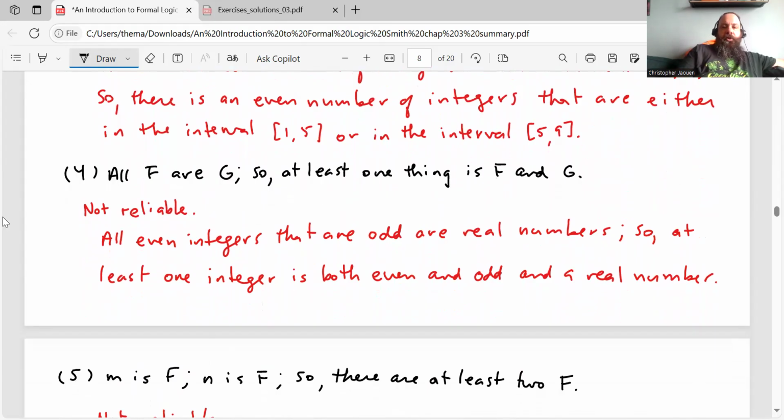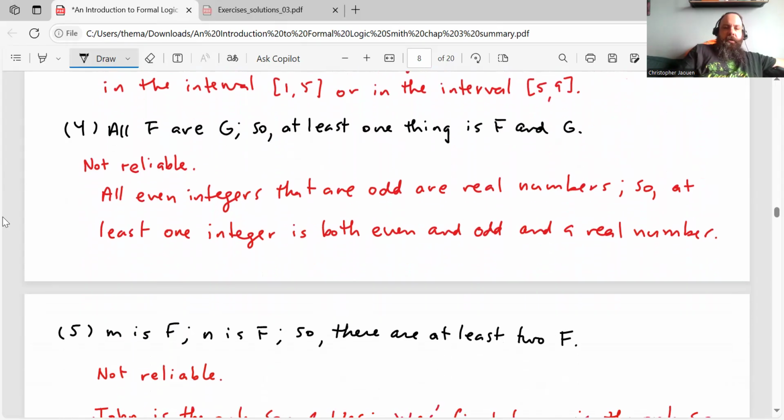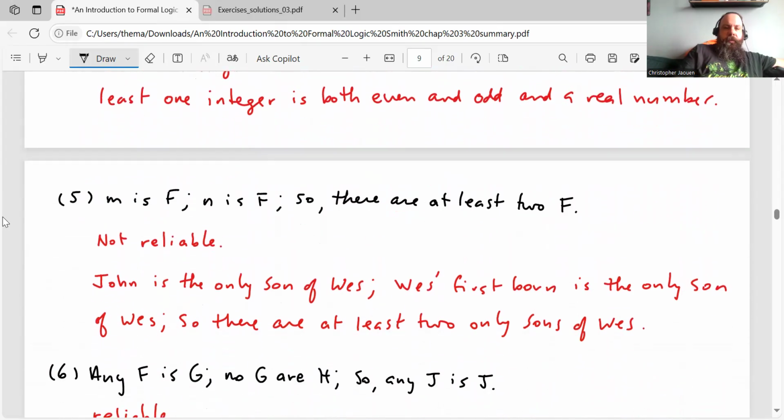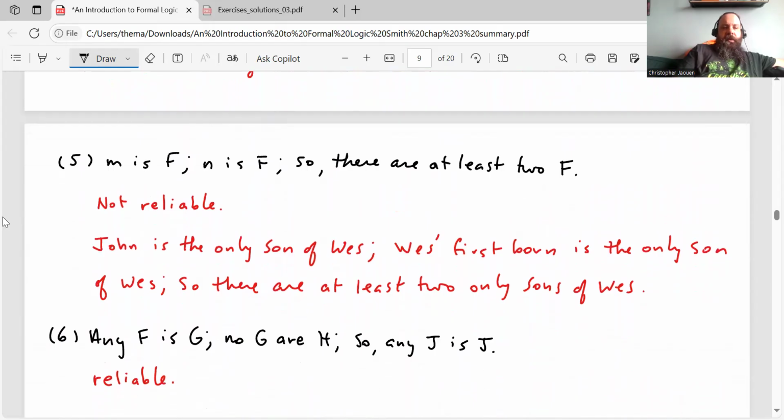All F are G, so at least one thing is F and G. And here's my example. All even integers that are odd are real numbers, so at least one integer is both even and odd and a real number. Clearly, that's not valid. All right. Also, five is not reliable.